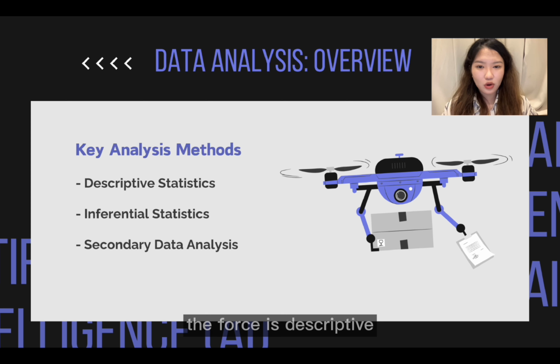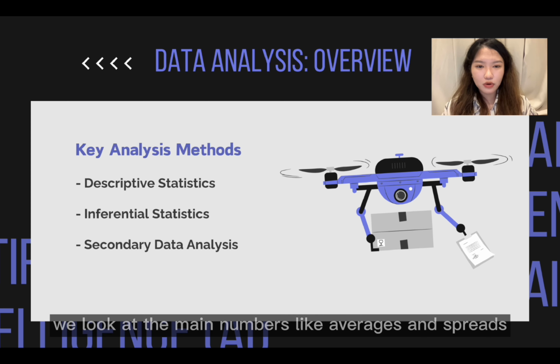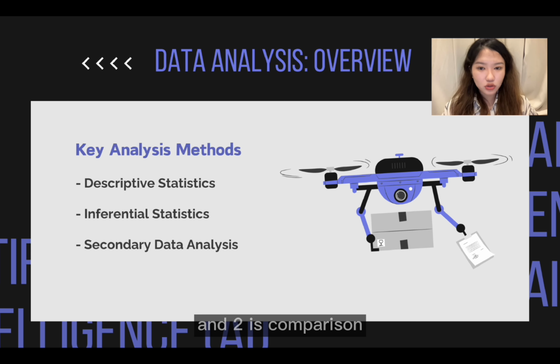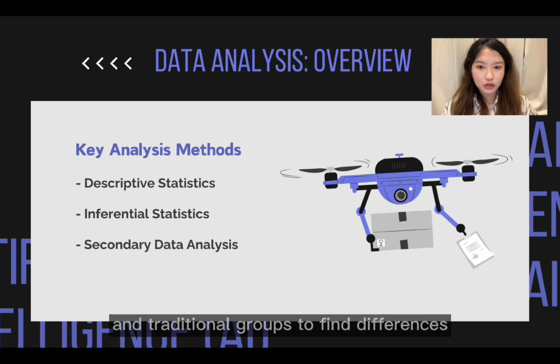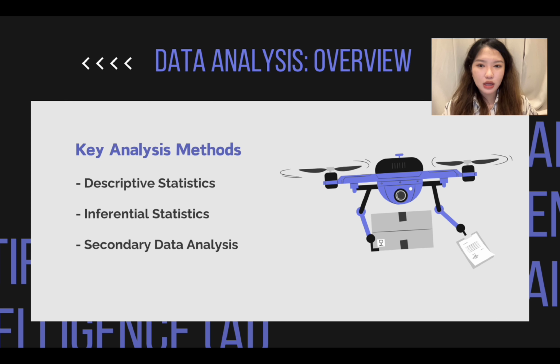The first is descriptive. We look at the main numbers like averages and spreads. Second is comparison. We compared AI and traditional groups to find differences. Third is change. We checked how things change over time, like satisfaction.